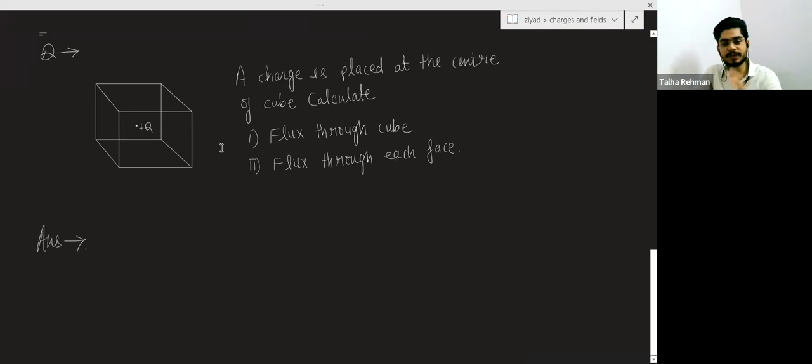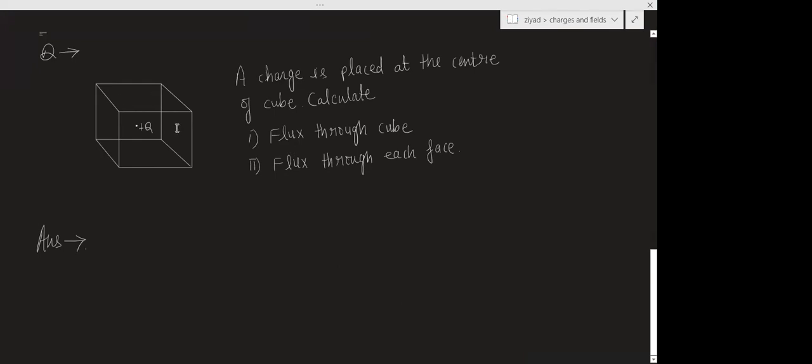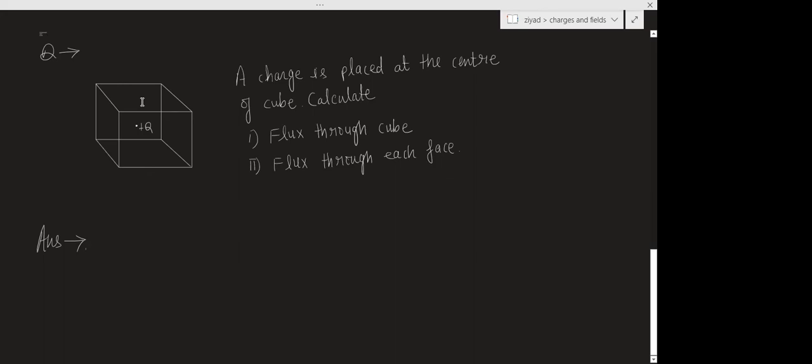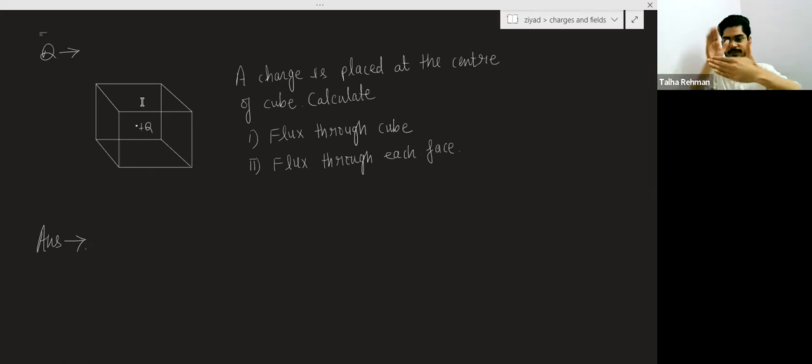So this cube is a closed surface now. This cube has six faces. You can count if you want. One, two, three, four, five, and six. Two faces are like this, and two faces are like this, and two faces are like this. So the cube has six faces. You should remember this point.